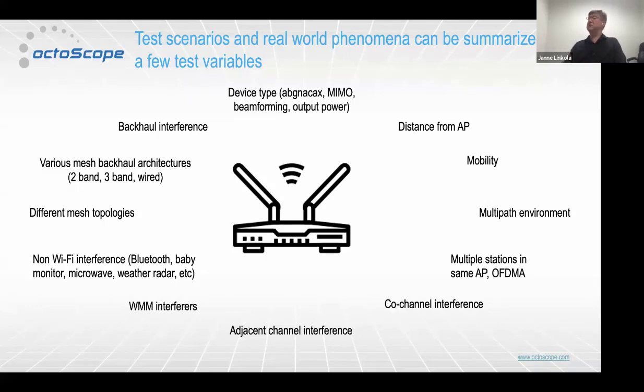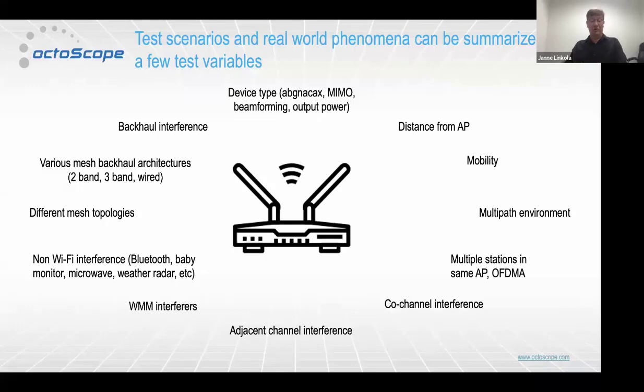There's the question of distance from the access point. So we want to look at the performance close by and further away. There is the phenomenon of mobility, right? Especially very relevant with mesh products. There's handovers between the mesh nodes. There's various kinds of multipath environments out there.